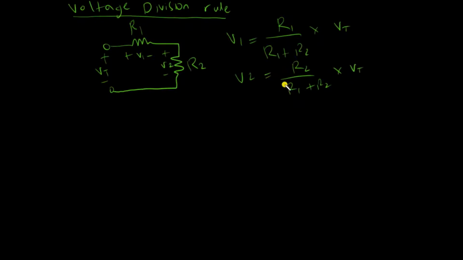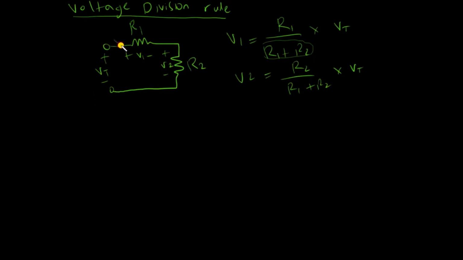Important to note is that this would only work if you can see just two resistors in series. Then you can apply this rule by putting the resistor for which you want the voltage in the numerator and then the sum of the resistances in the denominator like this, and multiply this by Vt. Now I'll show you how this formula actually comes about.